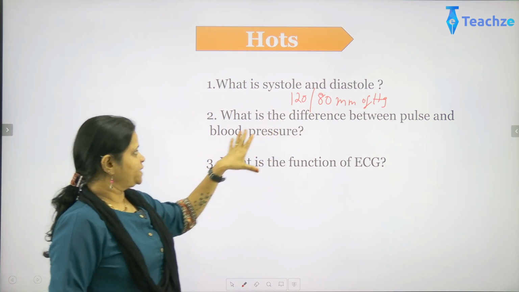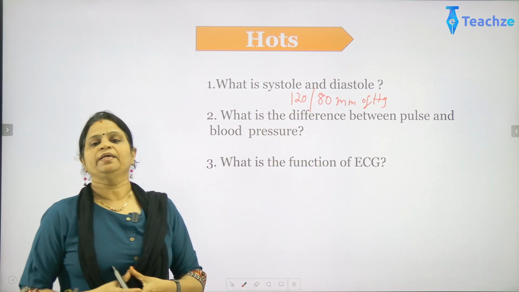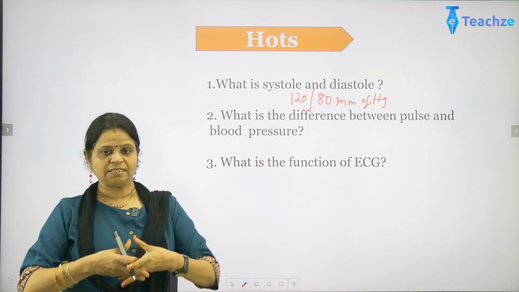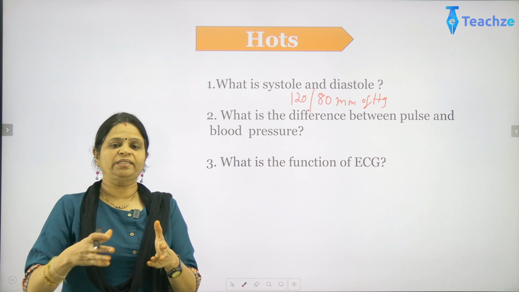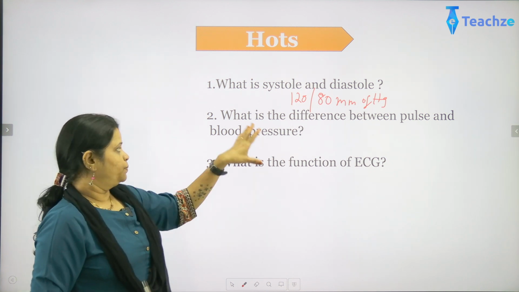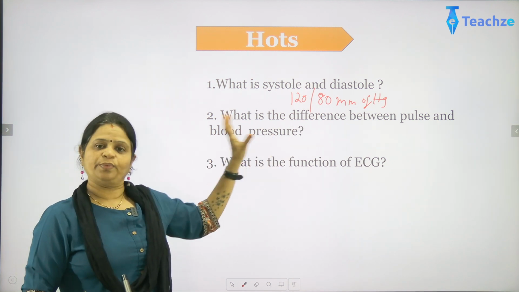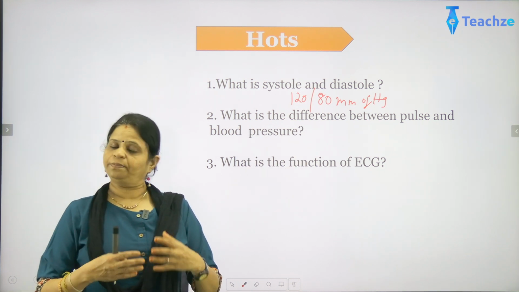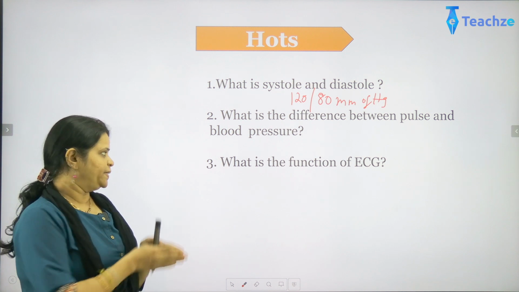mercury levels. Now the next one: what is the difference between pulse and pressure? Pulse is the flow of blood in the arteries, the intermittent flow as the heart contracts and relaxes. Blood pressure is the pressure with which the blood flows in the arteries, hitting against the walls of the blood vessels. So that is the difference.